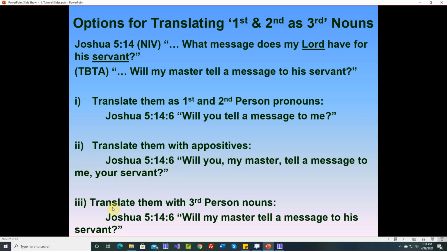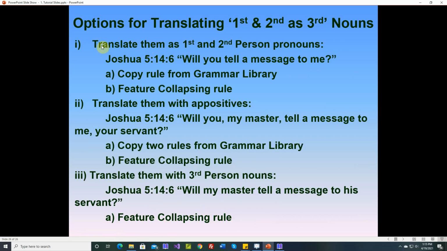And then the third option is translate them with third person pronouns, third person nouns. This is the literal option. So if we go this direction, we would say, will my master tell a message to his servant? And this is what many of the English translations do, and when we read these, we figure out Joshua is being polite, and he's referring to this man as his master, and referring to himself as a servant. So those are the three options. I'd like to show you how to accomplish each of those options. So here are the three options, 1, 2, and 3.